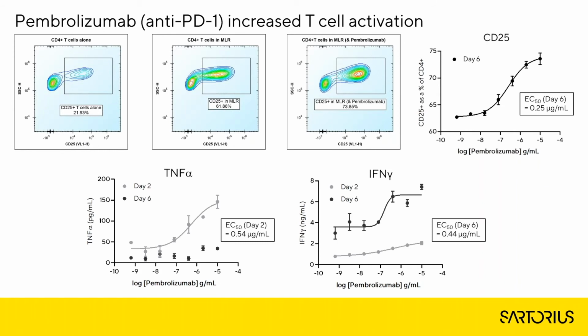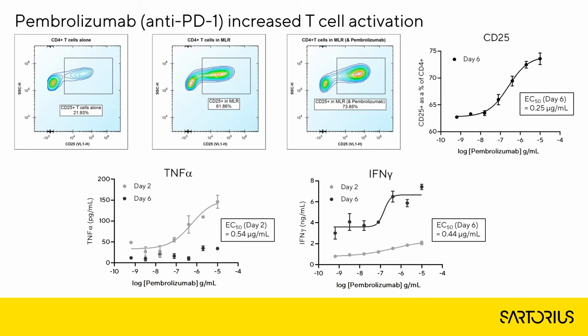The two cytokines detected by the T cell activation kit are TNF alpha and interferon gamma. And so we took samples on day 2 and day 6 and analyzed the concentrations of both these cytokines. Both cytokines increased in response to pembrolizumab, but it was clear that each showed a difference in how it was released over time. The TNF alpha release was high on day 2, but levels diminished by day 6, whereas the interferon gamma release was low on day 2, but increased to high levels by day 6.